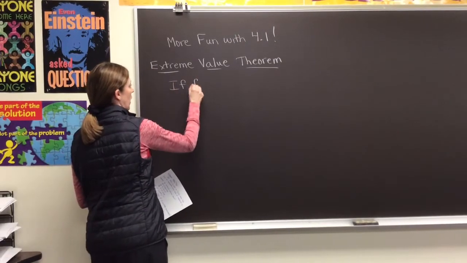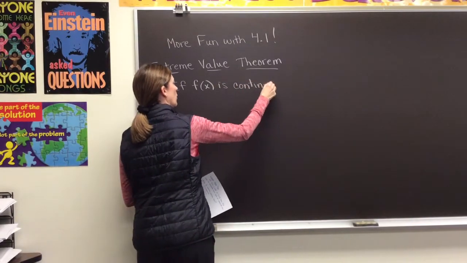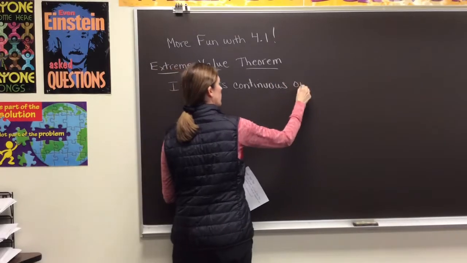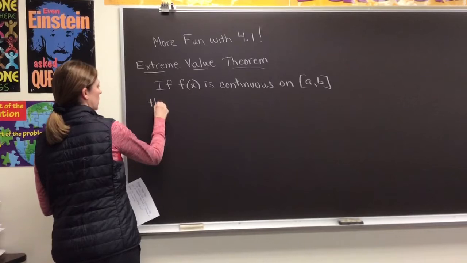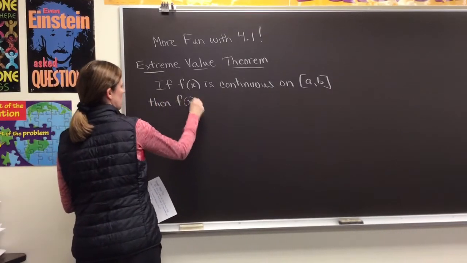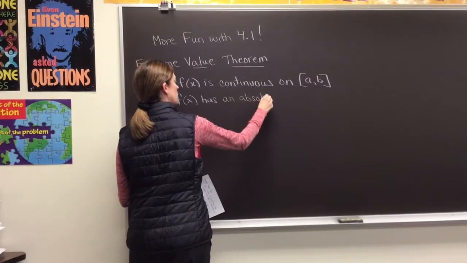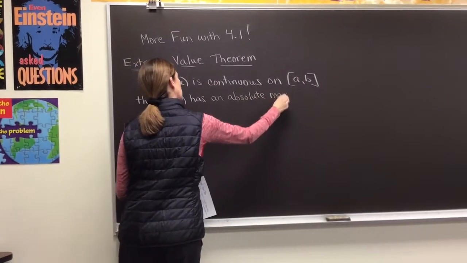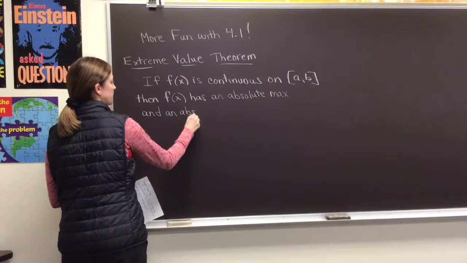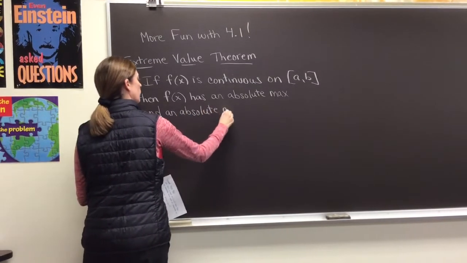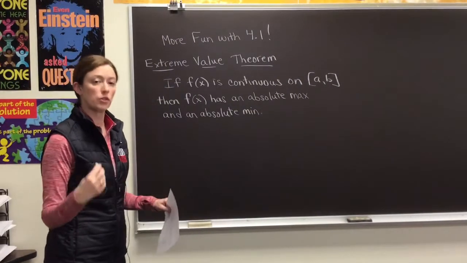If f of x is continuous, that's a key component, on a closed interval a to b, then f of x has an absolute max and an absolute min. These are also sometimes referred to as the absolute extrema.